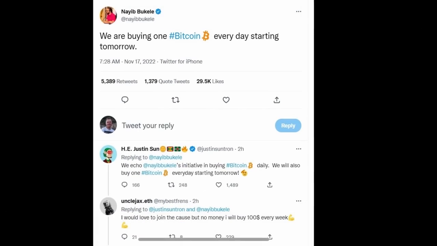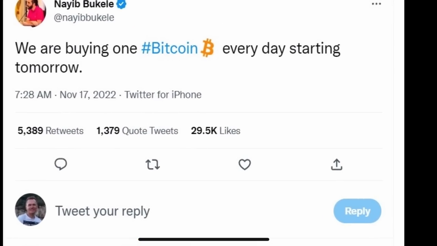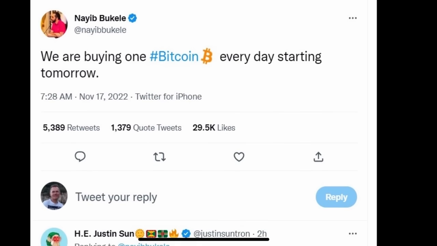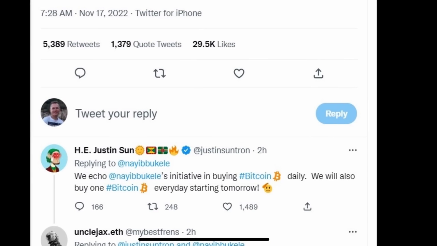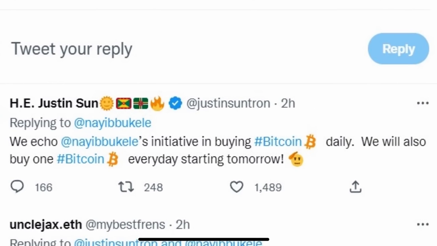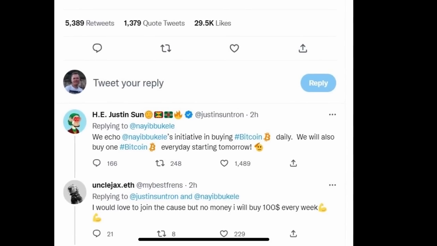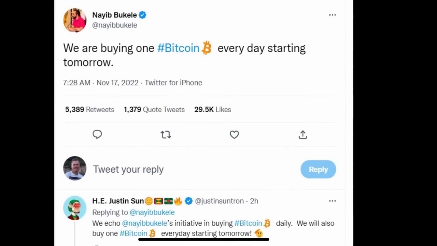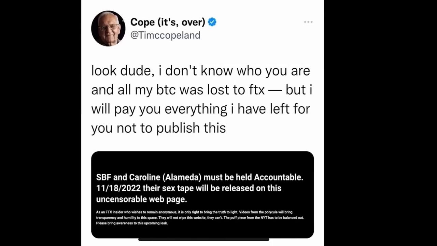Also, we are buying 1 Bitcoin every day starting tomorrow. This is the president of El Salvador, or the prime minister, and Justin Sun says, we echo Niblik's invite to buying Bitcoin daily. We will also buy 1 Bitcoin every day starting tomorrow. So there's going to be some buying pressure coming on Bitcoin, which is good to know.